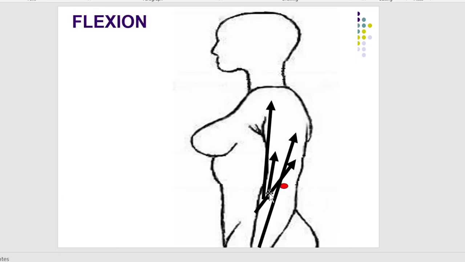So this is the line of action of the force generated by the three muscles. So you have here, this is the line of action of the biceps. This is the line of action of the brachialis. Then this is the line of action of your brachioradialis. Then this is the line of action of your pronator.